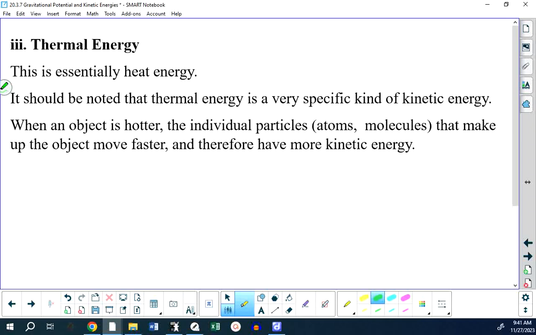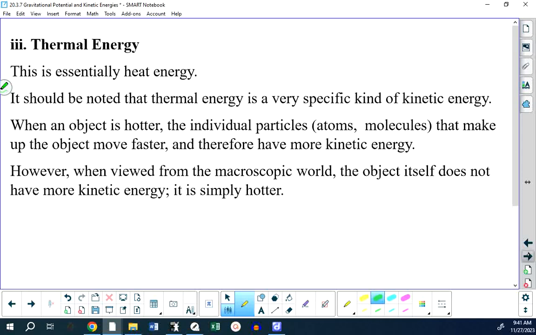If, however, I put this in a sink filled with hot water, the object itself is not going to gain kinetic energy, but all of the molecules making up the object are going to start moving faster. They're just moving in random directions. So what heat is, is random motion of molecules.